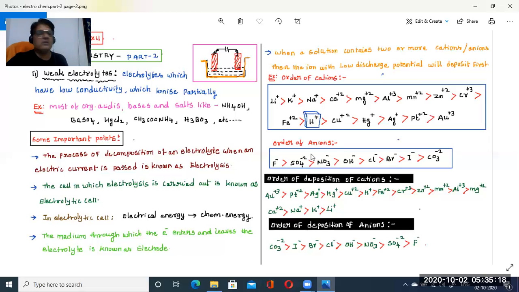So this is the end of part 2 of electrochemistry, and in the next part we are going to learn a very interesting topic, the Faraday laws: Faraday's first law, Faraday's second law, and we also have numericals. So don't miss part 3 of electrochemistry. The Faraday laws are very important from the board exam point of view, and depending upon them, numericals are likely to be given.